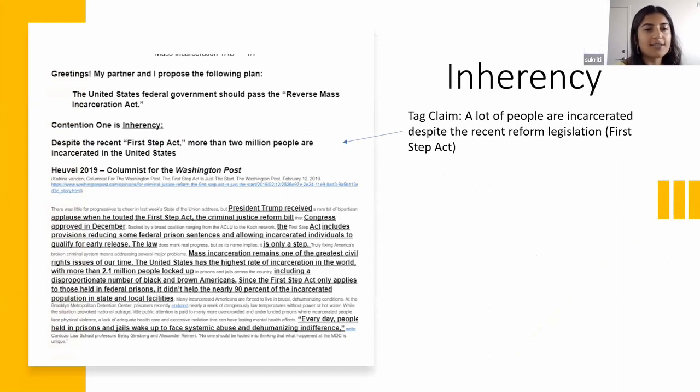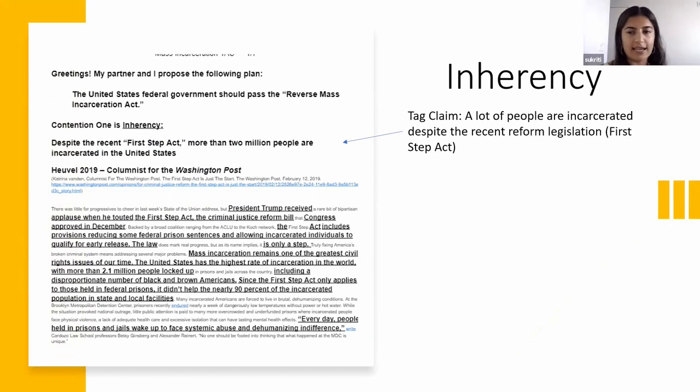So the first part is inherency. Right now, the inherency card mostly talks about this recent reform called the First Step Act. The First Step Act is basically a bill that Trump put through, and since that's what's currently going on in criminal justice and the legislative agenda, that's the inherency, because that's the current structure of the status quo.